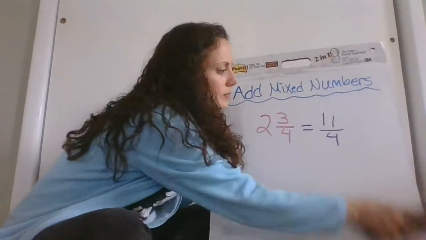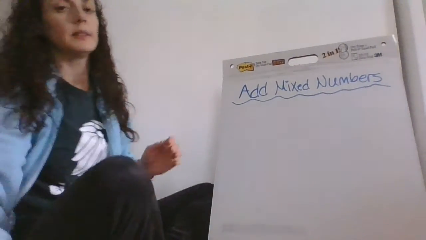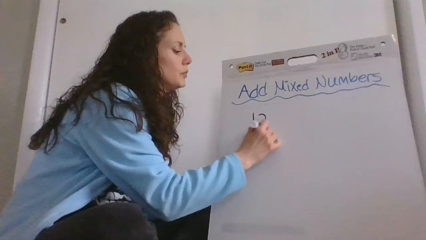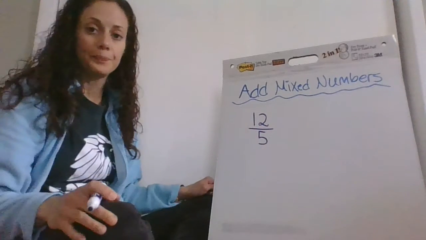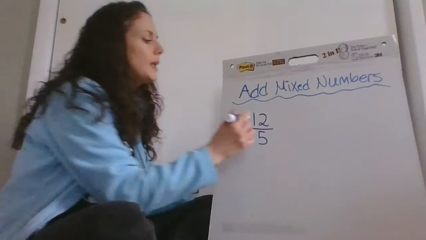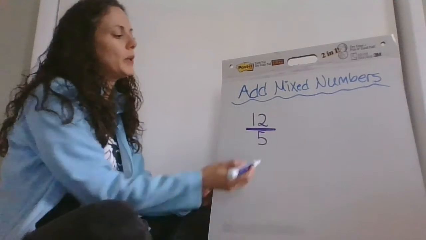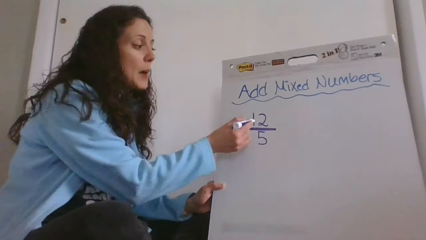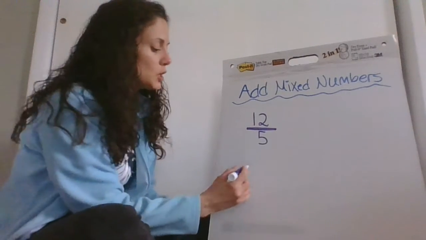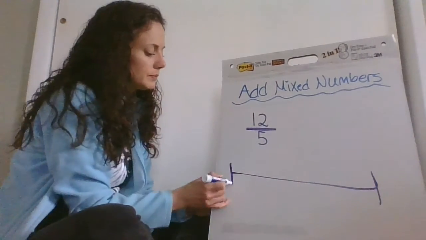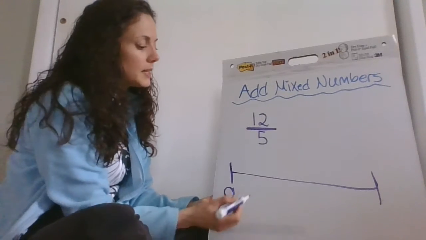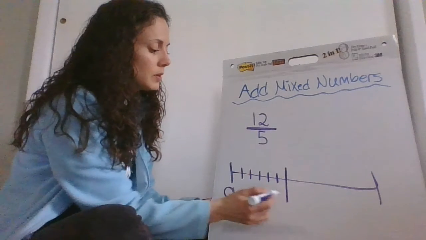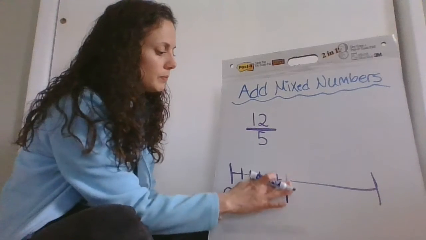Here's an example. Let's say we have 12 fifths. What that essentially means is that we have a number line cut up into 5 equal parts between whole numbers, and we're representing 12 of them. So here's my number line. I'm going to start at 0, right? Now I'm going to go 1, 2, 3, 4, 5. 1, 2, 3, 4, 5.